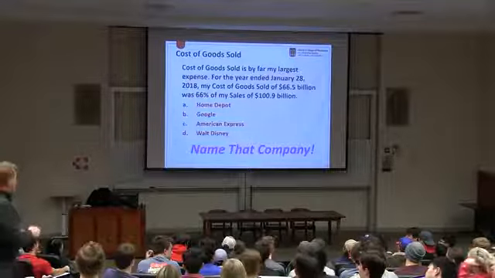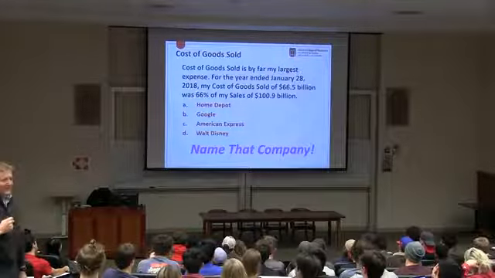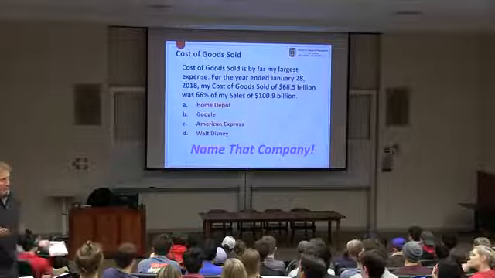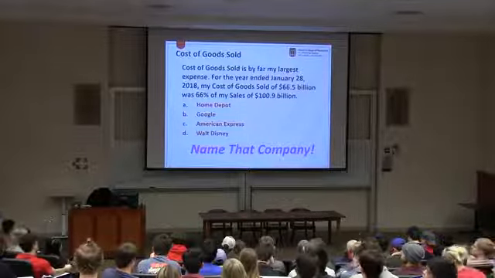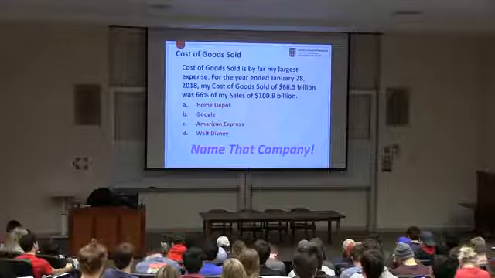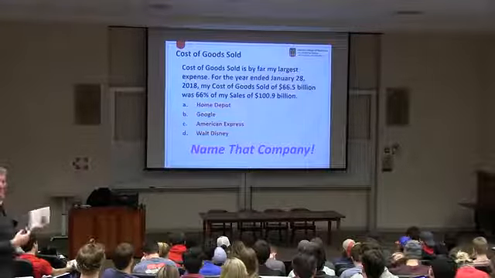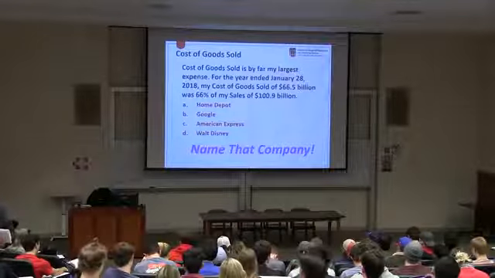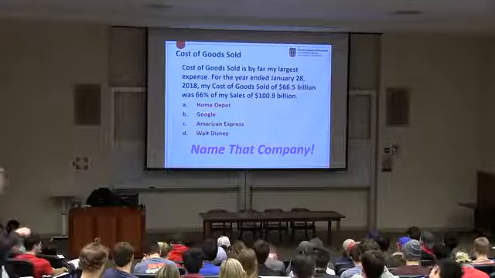So why is it not Google or American Express? No inventory, right? If you're Google, you're sort of an internet service provider, so they don't really have a lot of products. American Express is a credit card financial institution, right? So they don't have a lot of products. So it's either Home Depot or Walt Disney.